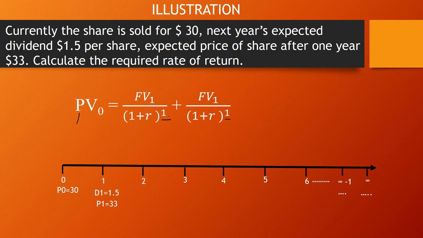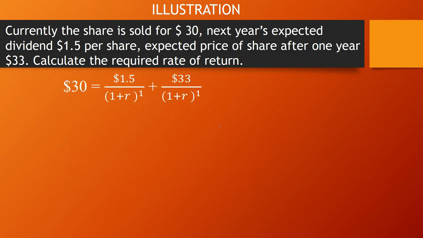Over here P0 is your $30. FV1 will be your dividend, that is 1.5. And again another future value, that will be your P1. And r is missing, that we have to calculate. So if I put the values, it will be $30 equals 1.5 divided by 1 plus r plus $33 divided by 1 plus r. Since we have the common denominator 1 plus r in both cases, I can take the denominator as common. So I can write it as $30 equals 1.5 plus 33 upon 1 plus r.